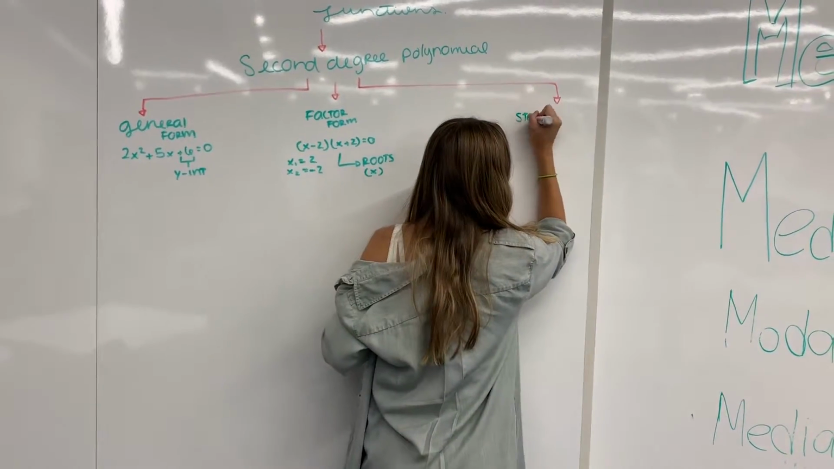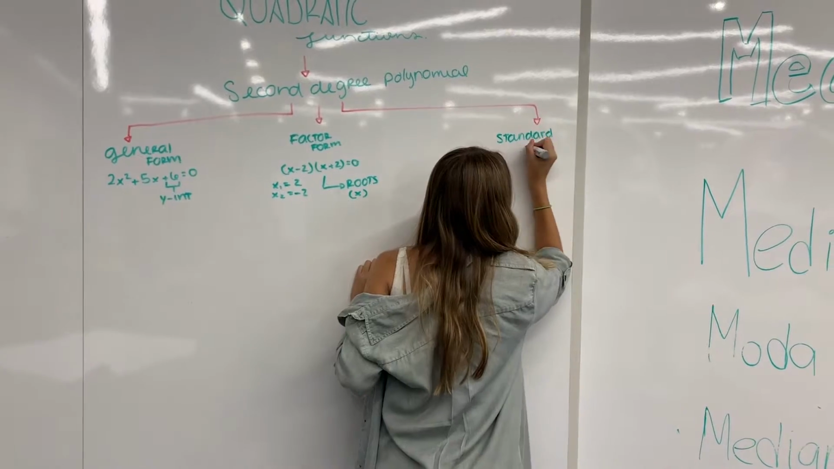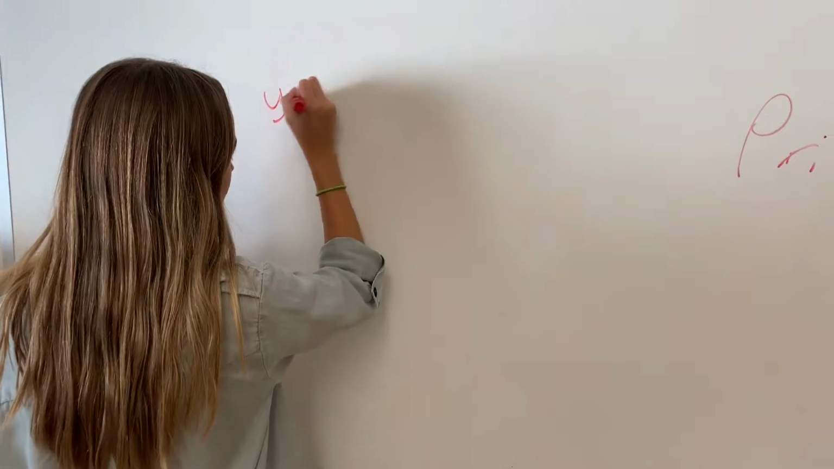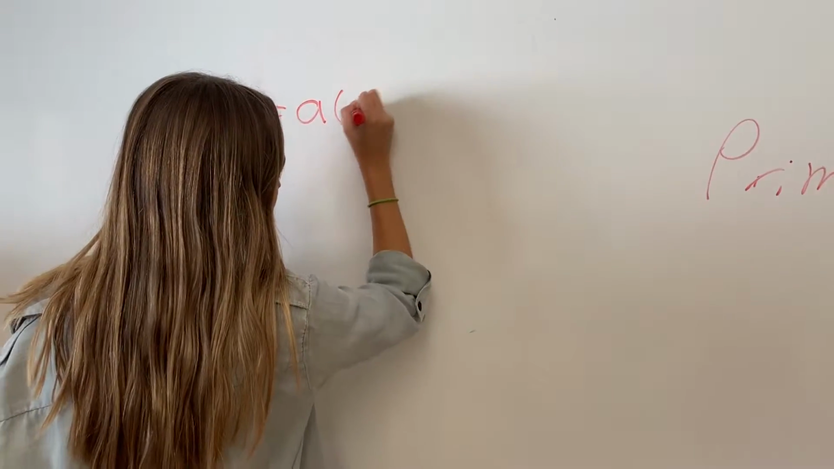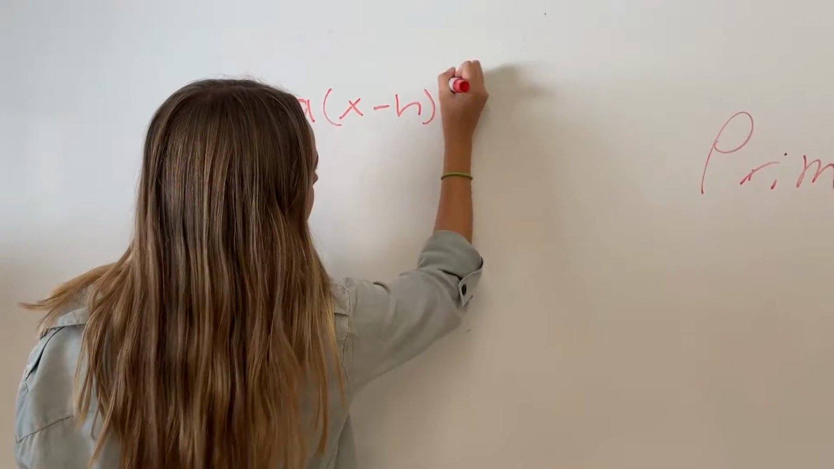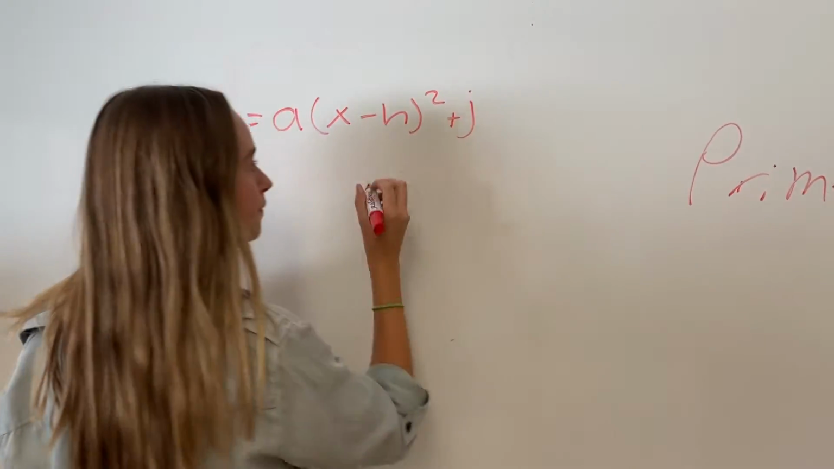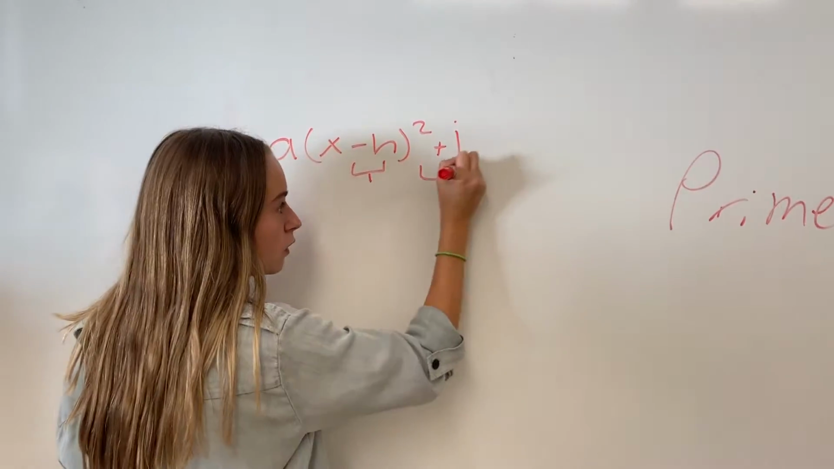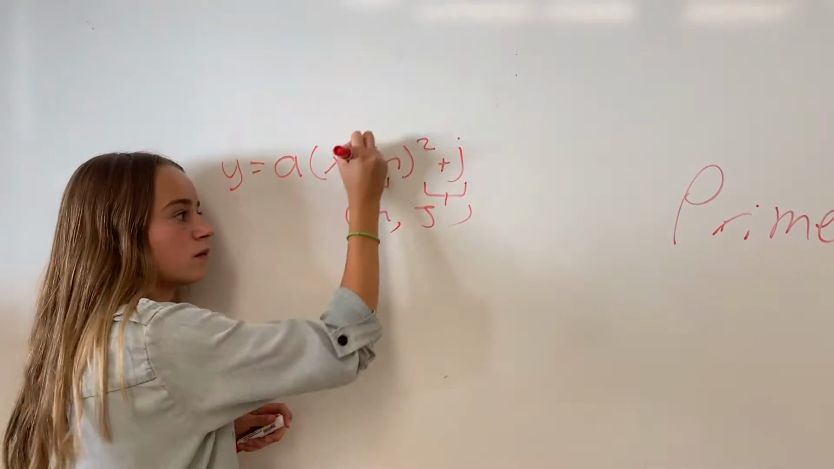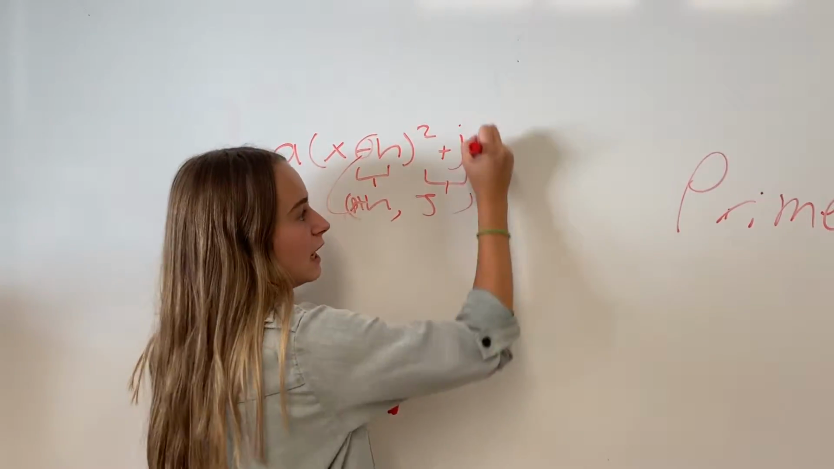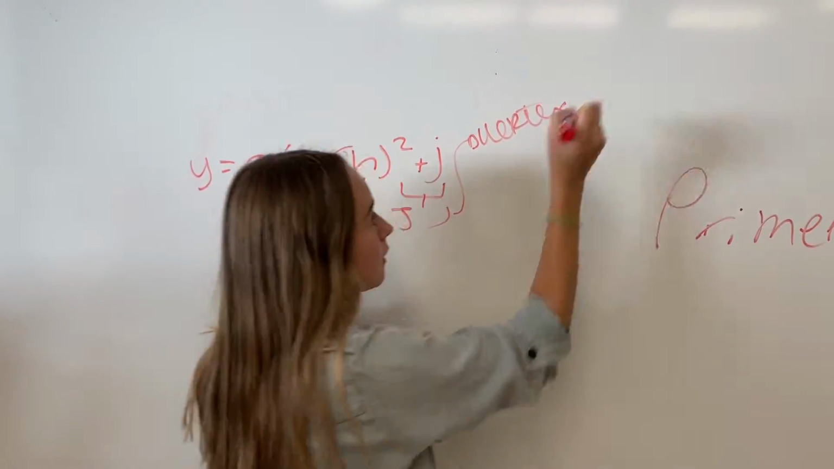The last way of representing quadratic equations is in standard form. As shown in this formula, from here you can get the vertex, h representing x and j representing y. You have to change the sign of h to positive.